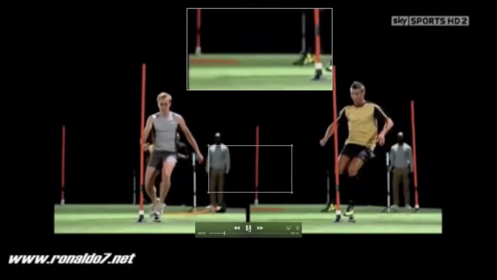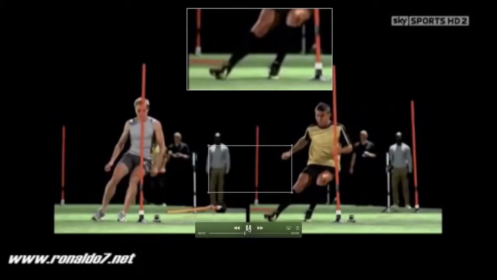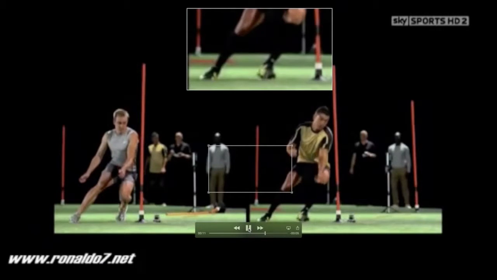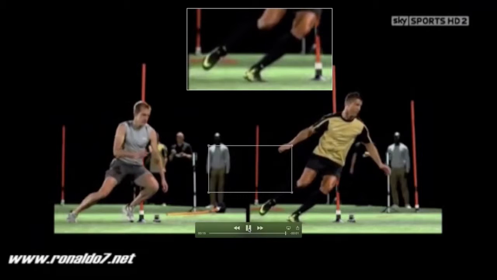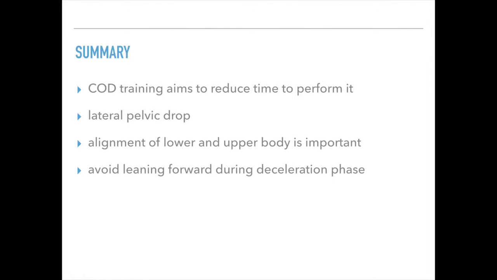Footwork is another important aspect that influences time to perform a COD. In this video it's possible to note the different technique used by the soccer player to decelerate and to turn his body toward a new direction. A possible summary: COD training aims to reduce the time to perform it. Some mistakes that need to be avoided are lateral pelvic drop and leaning forward during the deceleration phase.